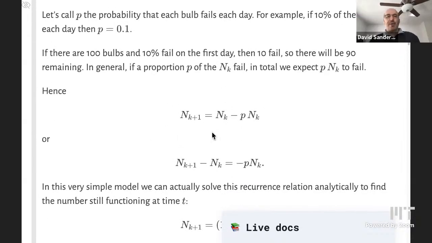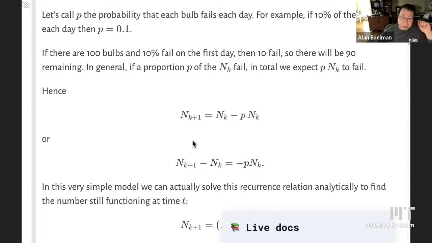We can rewrite this in a slightly different way just by moving the N sub k over to the left. That has the advantage that it now has this quantity, the change in time, which will be important later. The change during the k plus 1th day is minus p times the total number at the start of that day.